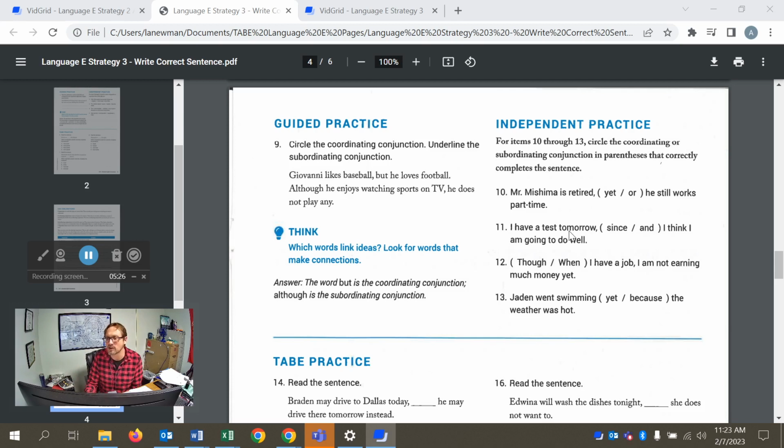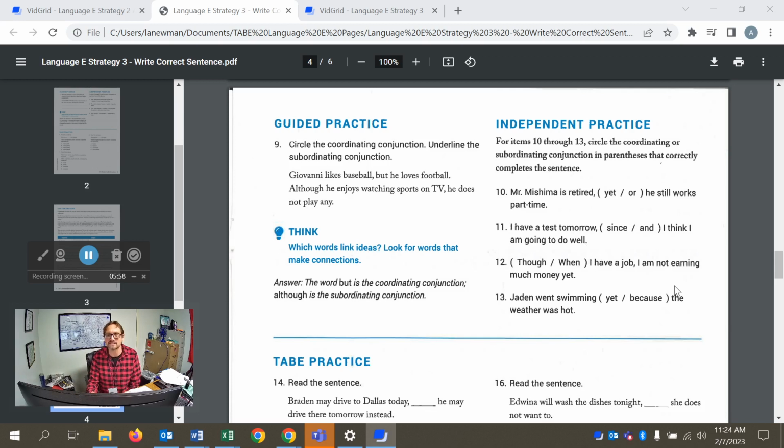Okay, 11 is and. I have a test tomorrow and I think I'm going to do well. So we're bringing these two ideas together as a pair. That one thing is connected to another. If we used since, we would be incorrectly showing that one thing is the cause of another, or that one thing happens after another. And while we might be able to say that about the test happening tomorrow, that's not the point of the sentence.